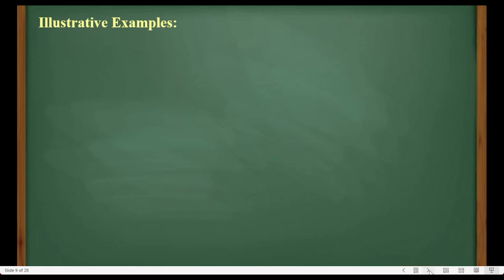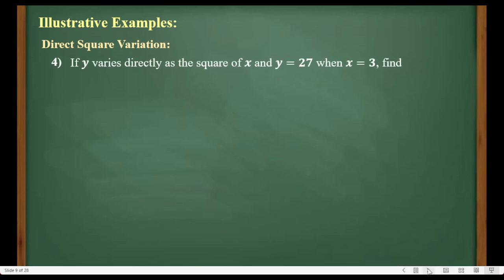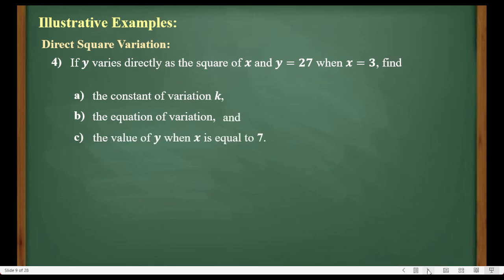Next. This time, we now go to the next type of direct variation, and this is the direct square variation. And let us consider this as the fourth example. Let us read. If y varies directly as the square of x, and initially y is 27 when x is 3, find the following. Again, the constant of variation k, together with the equation of variation, and the final value of y when x is equal to 7.